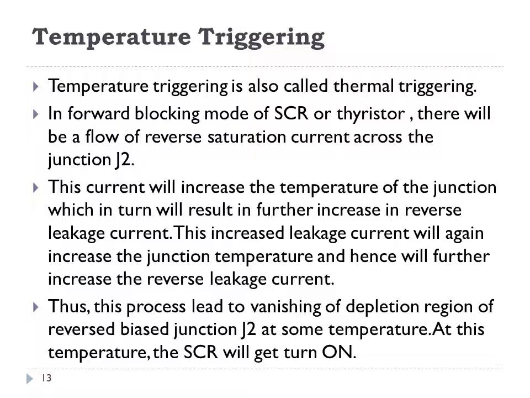This increased leakage current will again increase the junction temperature. So, as the leakage current increases again, the temperature at that junction also increases again, hence further increasing the reverse leakage current. Thus, this process leads to the vanishing of the depletion region. Due to this continuous process, at a particular moment, the depletion region of J2 vanishes at some temperature. At this temperature, the SCR will get turned on.